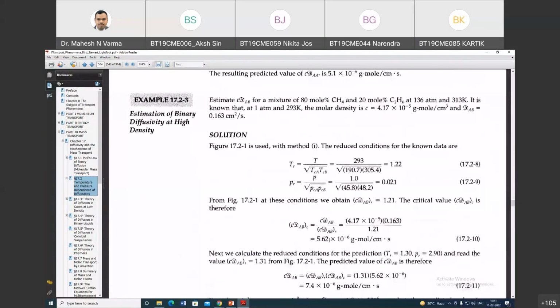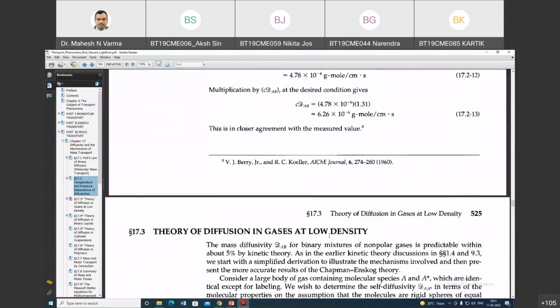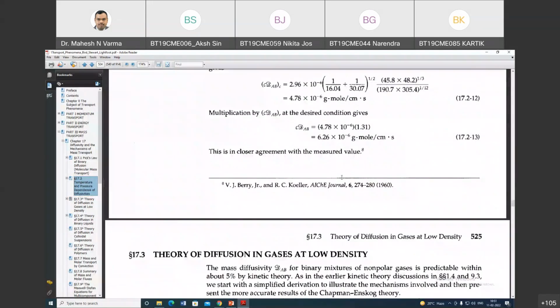So again, you can use this equation to get the value of diffusivity. So these are the equations. This you need to work on your own: how to use this empirical graph, get the critical diffusivity and get the value of diffusivity. Solved problems are there. So you go home. This is the homework for you.